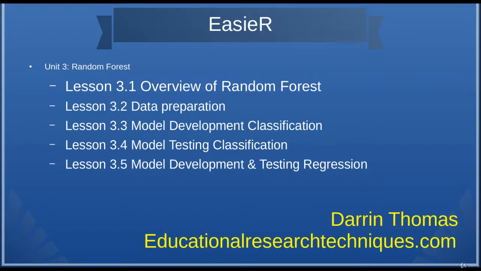We're going to talk about what random forest is, how it works. We're going to talk about data preparation, how to prepare the data, the unique data that we're using for this particular example. And then we're going to do 2 types of models. In lessons 3 and 4, we're going to take a look at classification, developing a model in lesson 3, testing a model in 4. And then in lesson 5, because you're already kind of familiar with the process, we're going to develop and test a regression model using random forests.